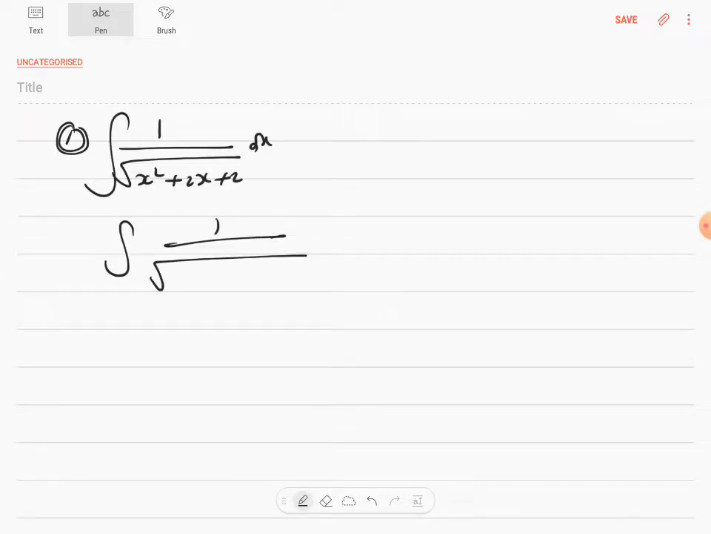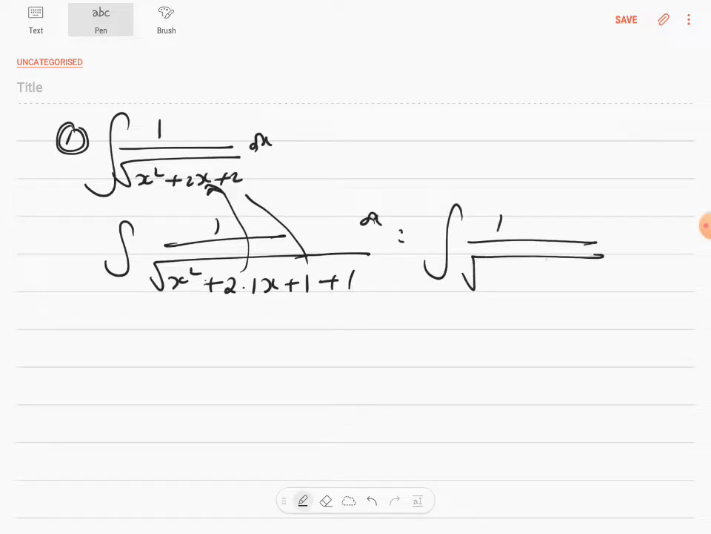So then 1 by x square plus 2 into 1 into x. Therefore with the plus 1, we'll get this 2x. So plus 1 means you can write this 2 as another 1 plus 1. So this becomes 1 by root of x plus 1 the whole square plus 1 square. The 1 can be written as 1 square.